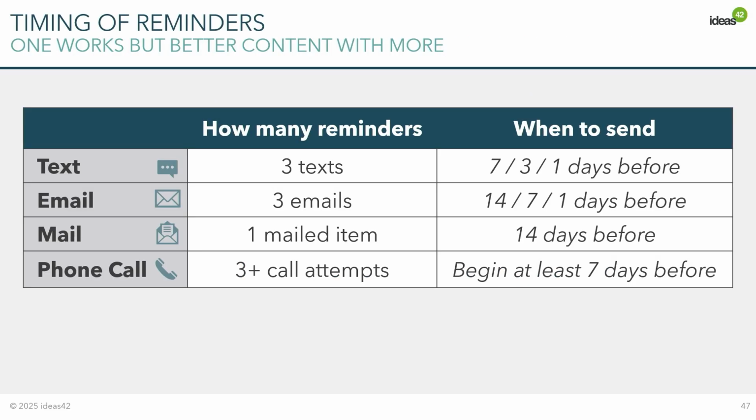For mail, typically we see courts only sending one mail reminder because of the additional cost with postage, and that should be sent 14 days before, again, because it takes time for mail to reach people and get opened. And phone calls, you only need to reach someone once, but it might take 3 or more tries to get a hold of them. So starting at least a week in advance helps there.